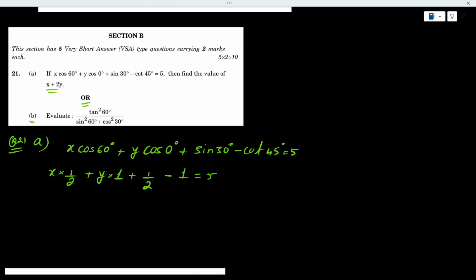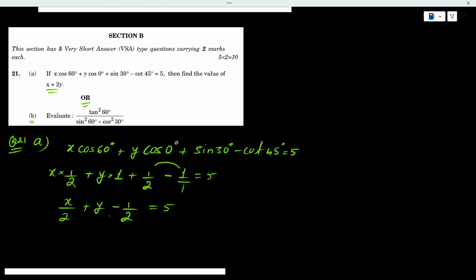You can't get the value of x. If there is one equation, we can get only one variable. Here there are two variables, so you'll get the relationship between x and y, right? So it is x by 2 plus y, then half minus half, if you take it, it is minus 1 by 2. These terms are equal to 5.